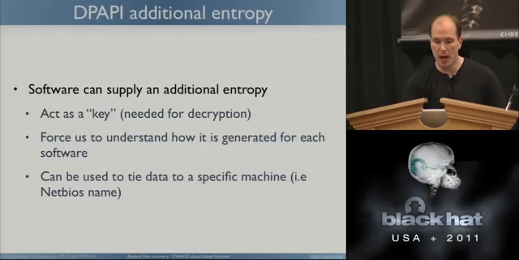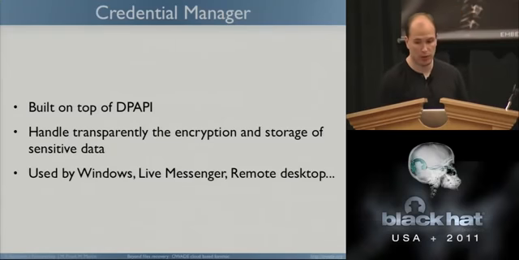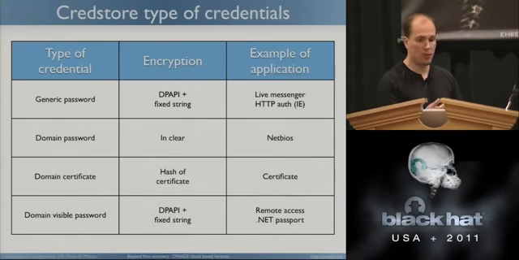On top of DPAPI, we have the credential manager, which does encryption with DPAPI and then stores it into a file called the cred store. It's used by Windows Live Messenger, Remote Desktop, and it also contains all your network passwords. There are three types of credentials stored in the cred store. The first one is generic passwords, which are encrypted with DPAPI inside DPAPI. So you have to do two rounds of DPAPI to decrypt them, and you use a fixed string as an additional entropy. So we know what it is, we just have to figure out where it was, and then you use that.